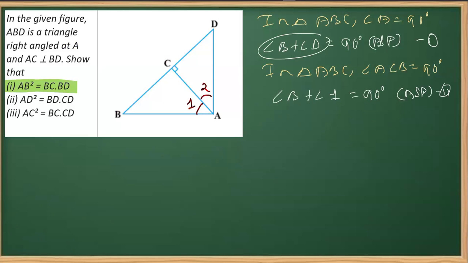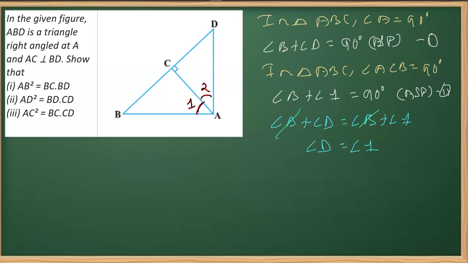Now from these two equations, we have both sums equal to 90 degrees. So we can conclude that angle B plus angle D should be equal to angle B plus angle 1. So D is equal to 1. So angle 1 here is equal to angle D. Similarly, we can prove angle 2 is equal to angle B, but we don't have to write this. We can write similarly, angle B is equal to angle 2. So once we have obtained these, now we can prove the two triangles similar.